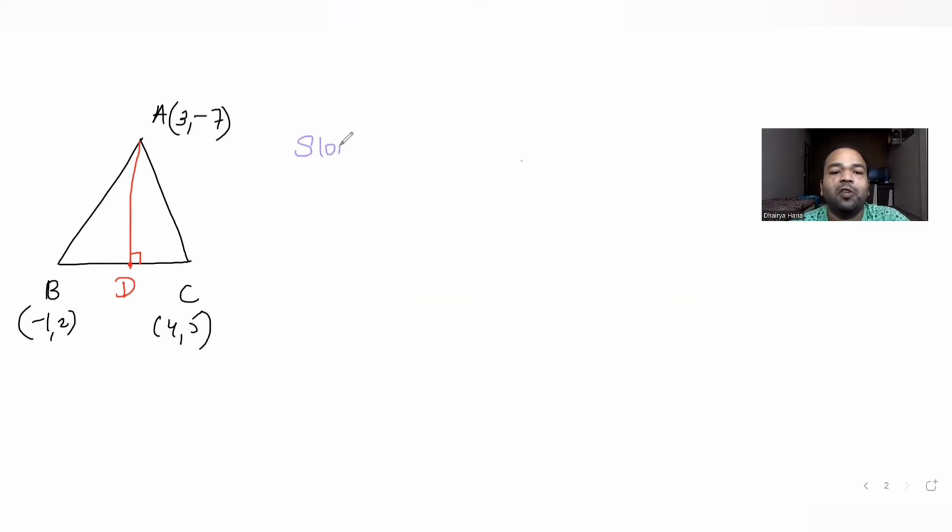If I find the slope of BC, I can find it using y2 minus y1 upon x2 minus x1, so change in y upon change in x. The slope of BC is 5 minus 2 upon 4 minus 1, so that gives us 3 by 5.